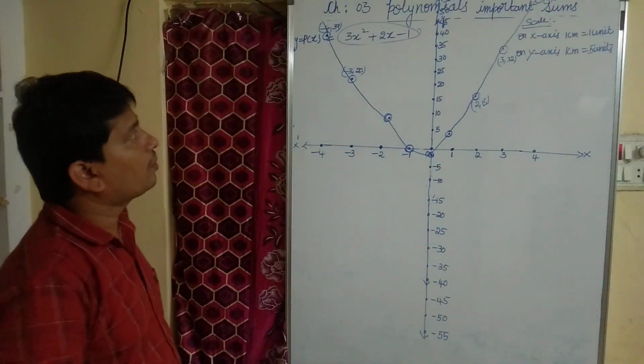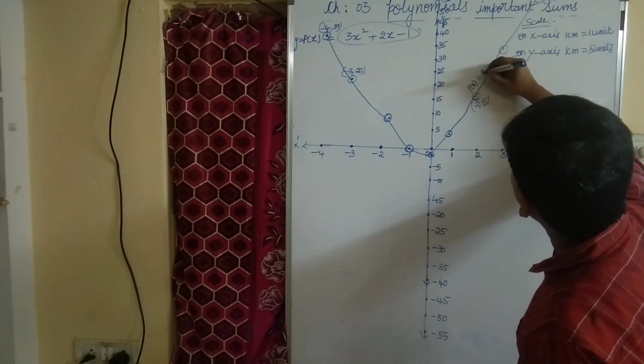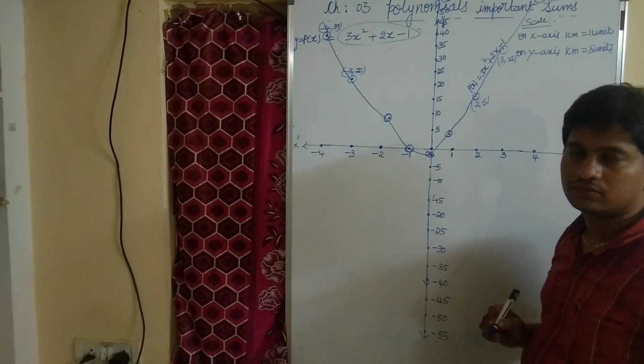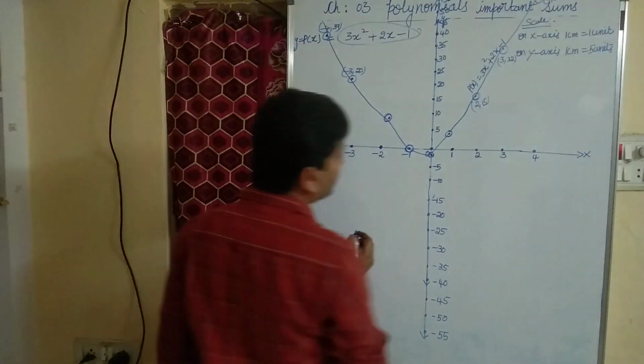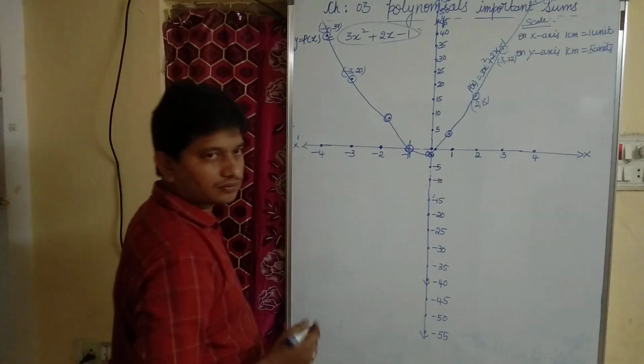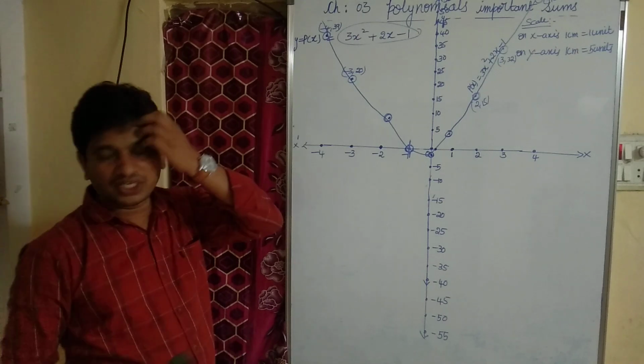See, this is the graph of the polynomial P of x is equal to 3x square plus 2x minus 1, which is intersecting at these 2 points. This is one point and this is another point. Let us find the zeros of the polynomial by using verification.